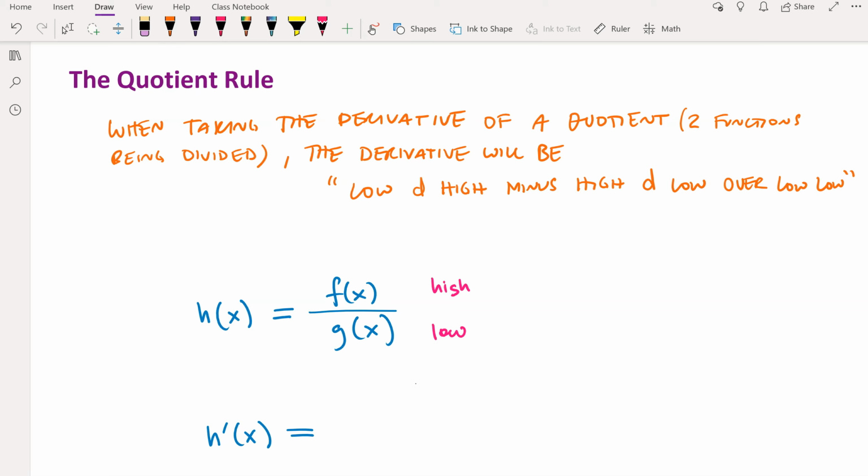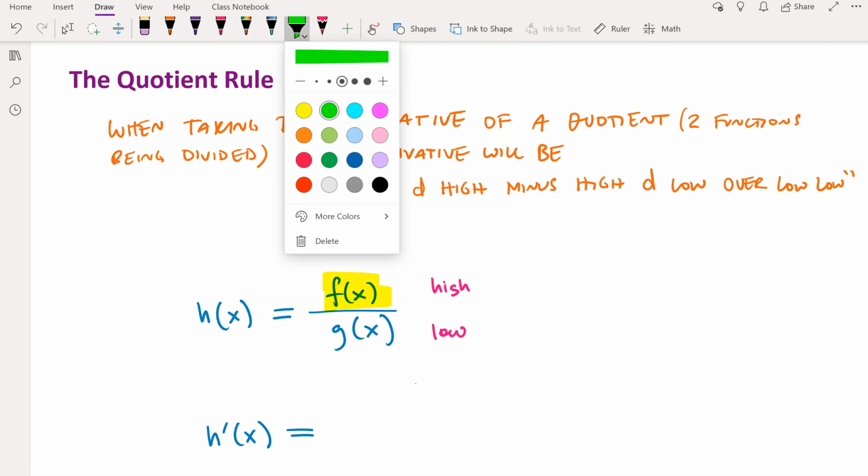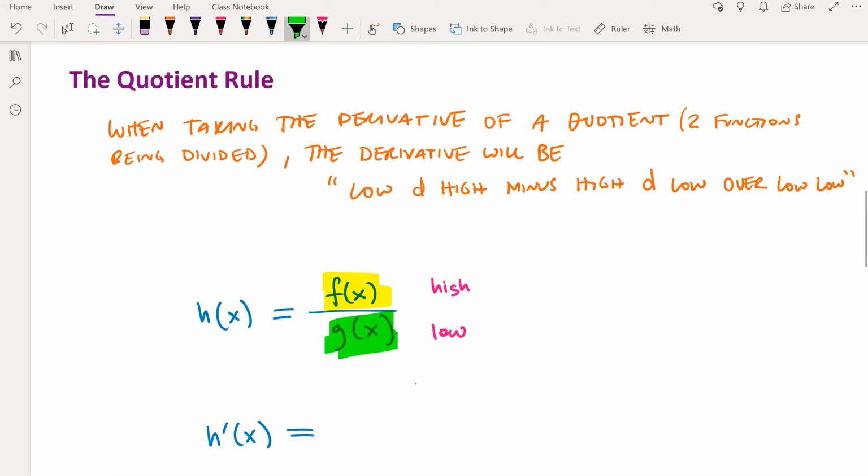Let me show you what that means. As you can see down here, we have high and low labeled. I'm going to go ahead and highlight the high and the low. And then you need to know that the d right here stands for derivative of. So the little d right here stands for derivative of. Let's write h prime of x for this h of x, f over g. Okay, so h of x equals f of x over g of x.